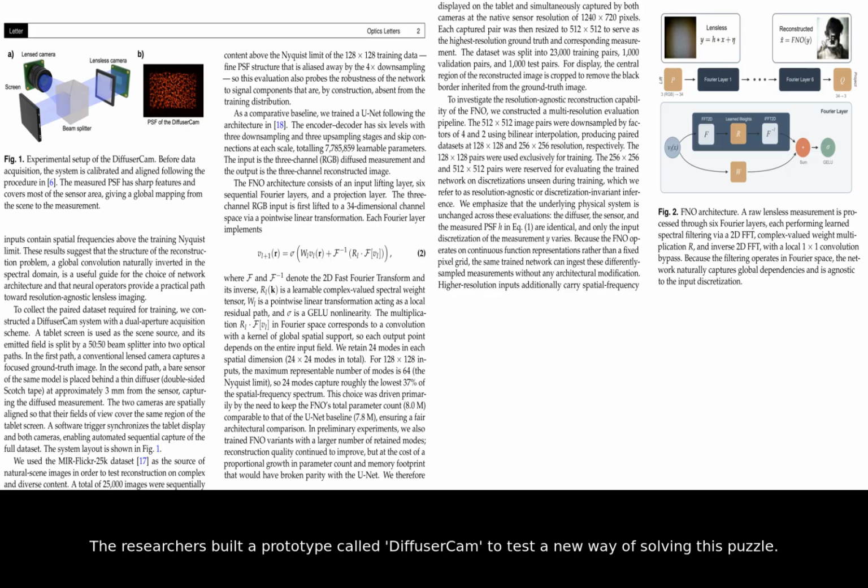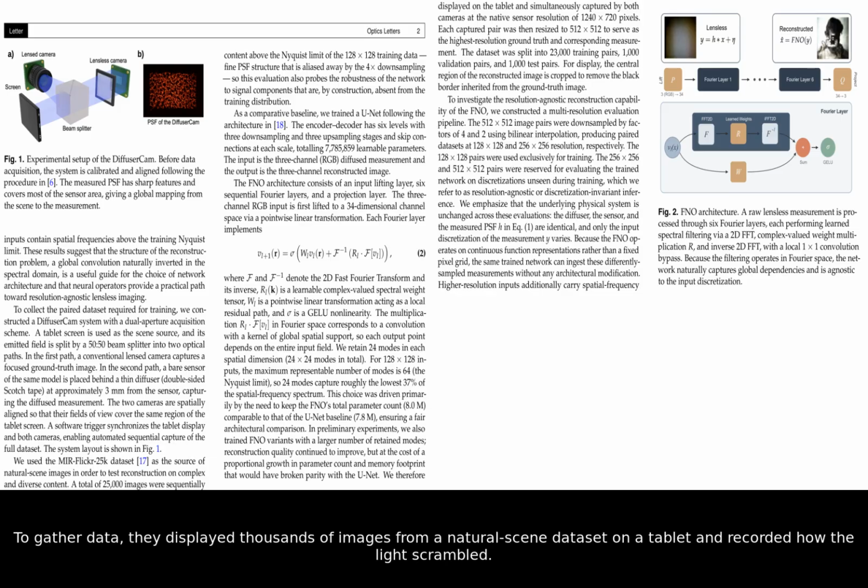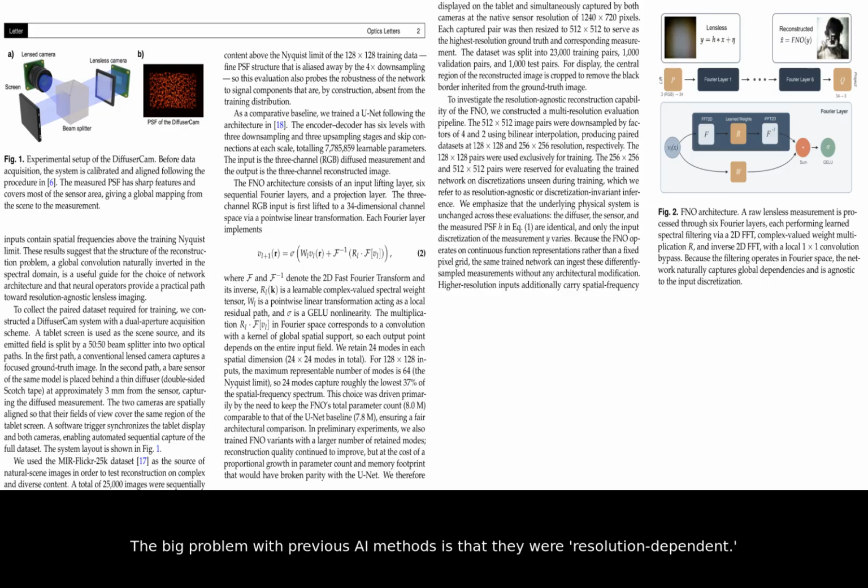The researchers built a prototype called Diffuser Cam to test a new way of solving this puzzle. They used a simple piece of double-sided Scotch tape as the diffuser and a standard sensor to capture the light. To gather data, they displayed thousands of images from a natural scene dataset on a tablet and recorded how the light scrambled. The big problem with previous AI methods is that they were resolution dependent.